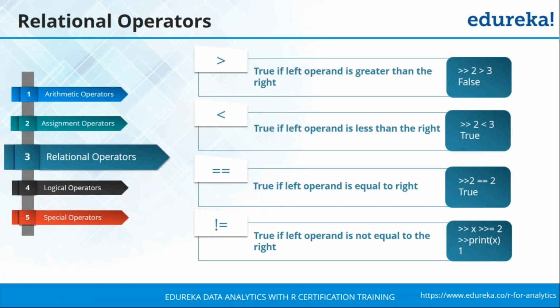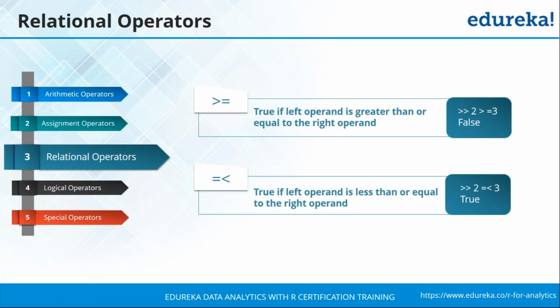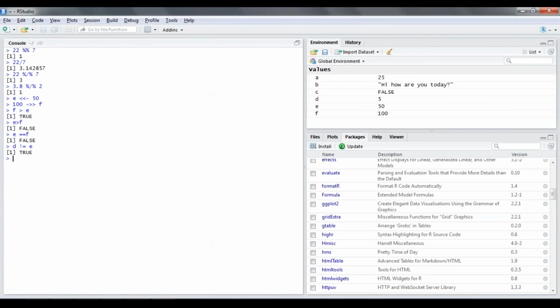Now, apart from a single operation of less than, greater than, or not equal to, you can combine the equal to with both less than and greater than, so it becomes greater than or equal to and less than or equal to. Let's say d is greater than or equal to e. It's false. But let's say I take another variable, g equal to 5, and then I say d is greater than or equal to g.